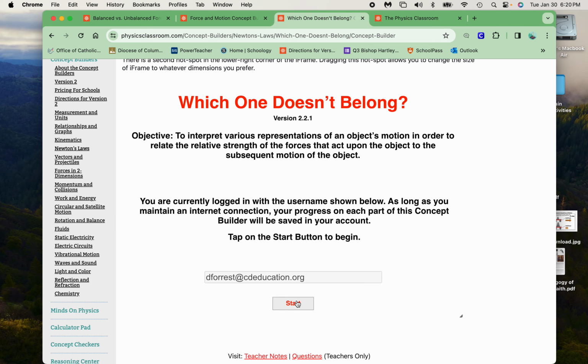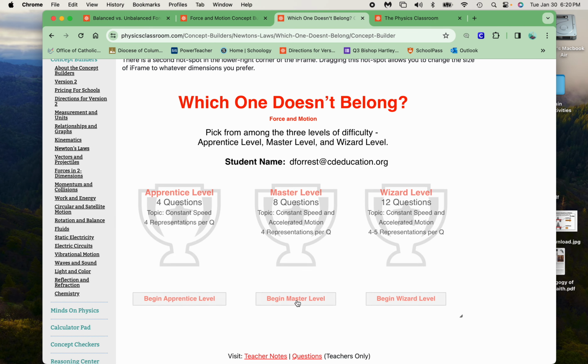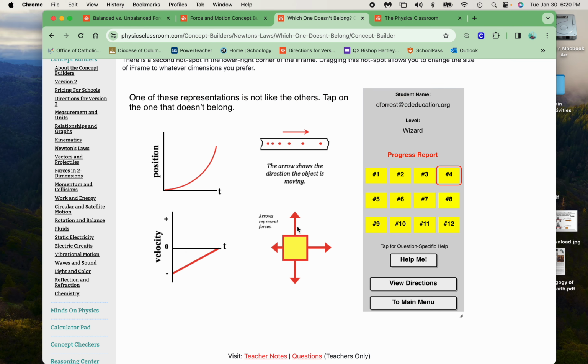With this one, I'm going to ask that you do the apprentice level only, the master level only, the wizard level only. They're each for a certain number of points. You do all three, you'll get more points. So I'm going to go to the wizard level. I'll try to do two of these. So one of these representations is not like the others.